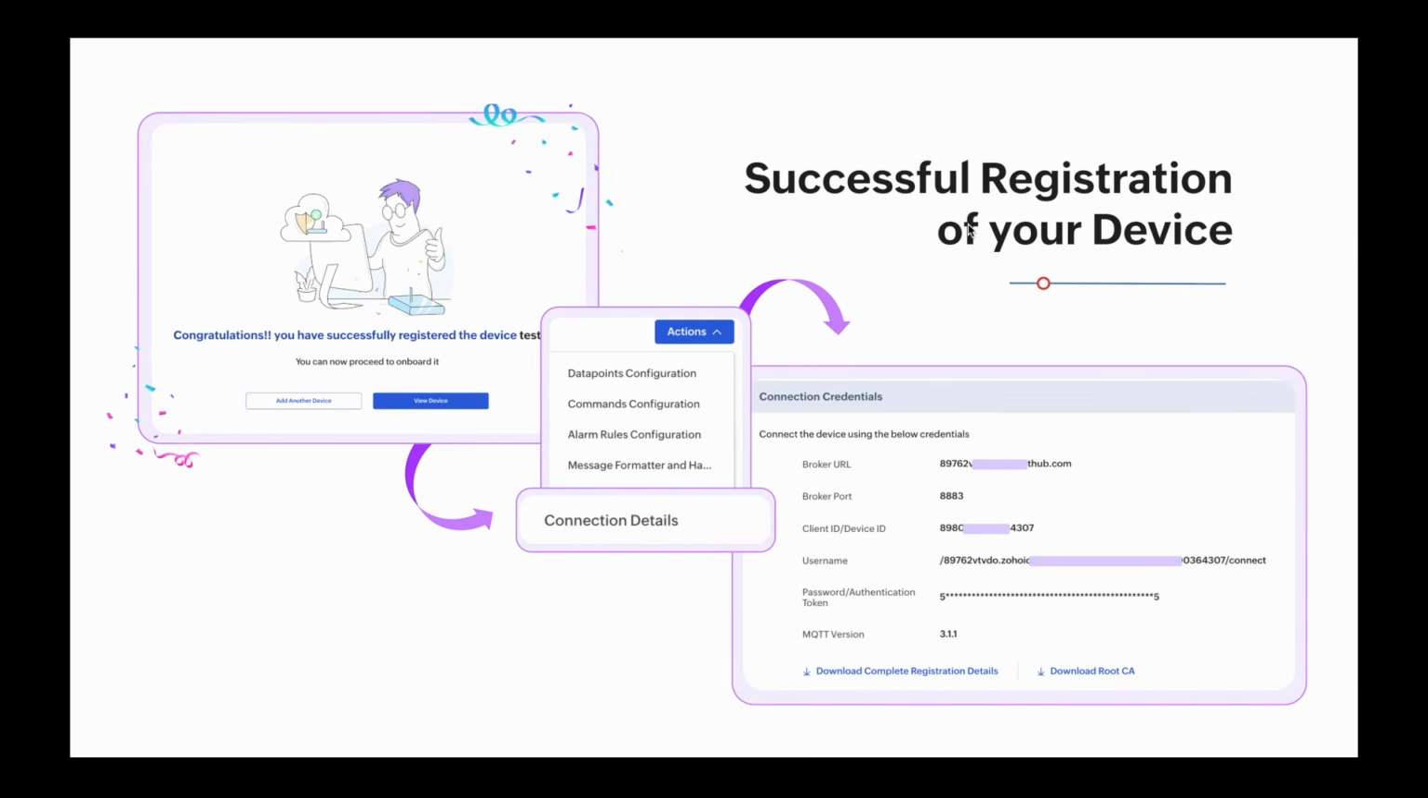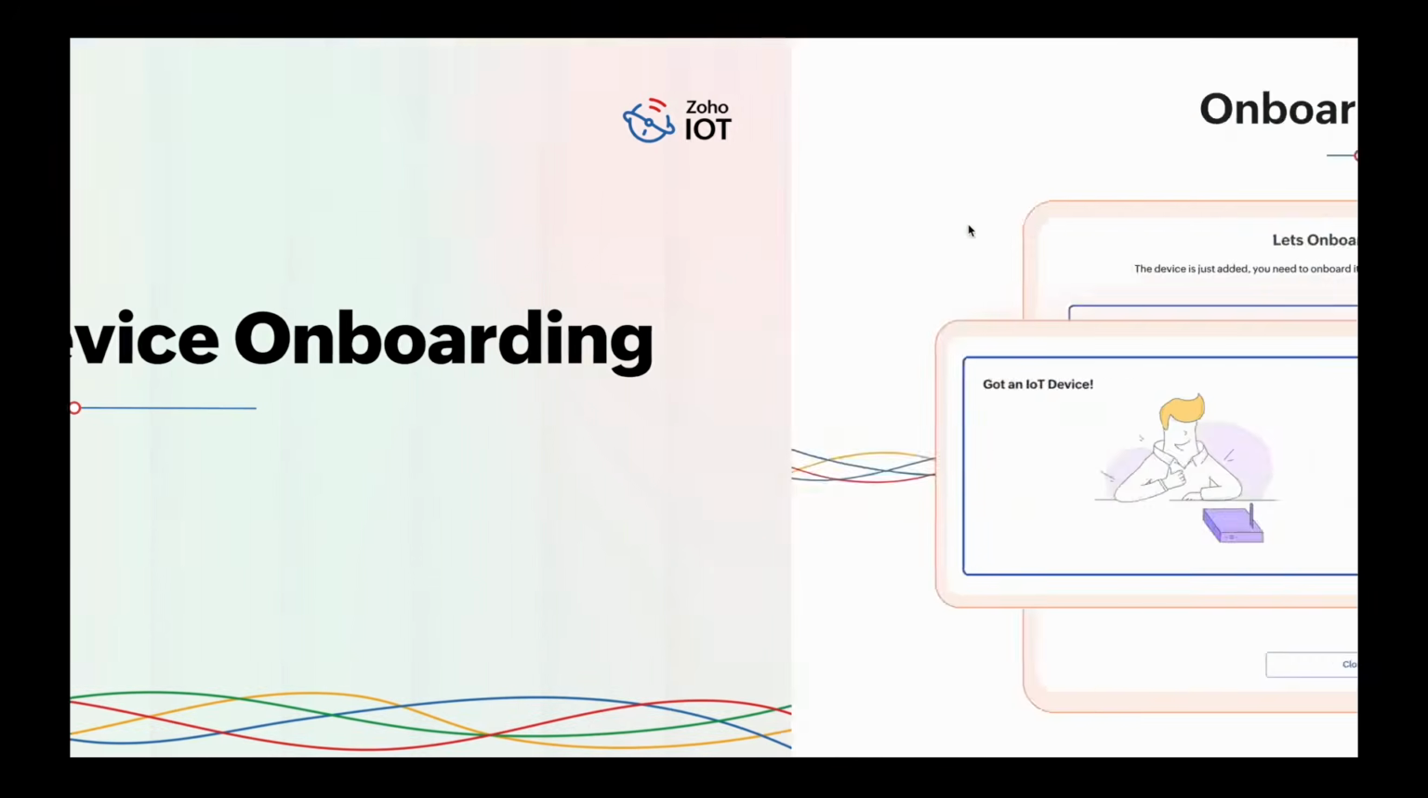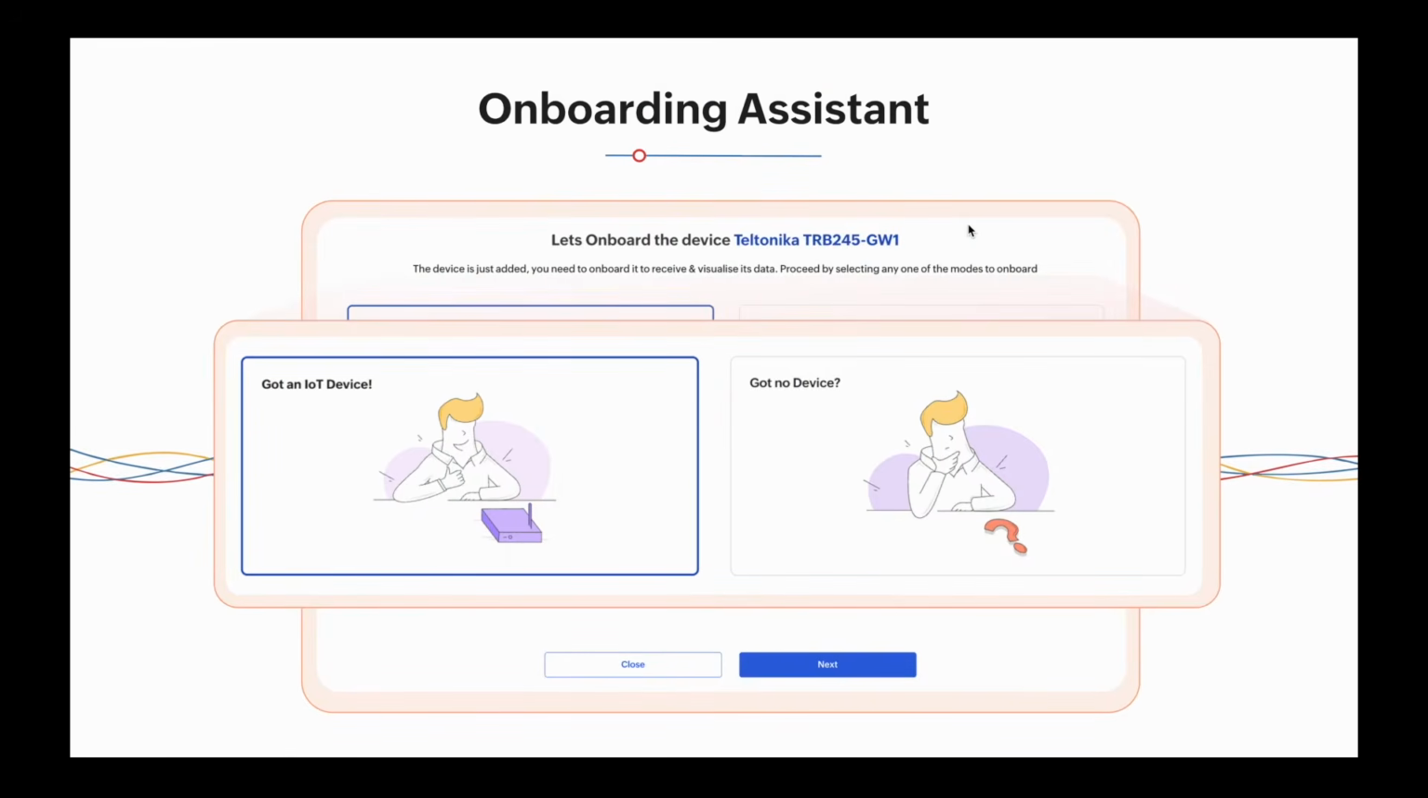Once these different types of devices are added, you get this message: congratulations, you have successfully registered the device. Once you get into the device details page, you can see the actions menu and a connection. This is your actual visa or your ticket for the journey, right? So this is the next stage now, which is device onboarding. As I mentioned, this is the stage that involves multiple steps.